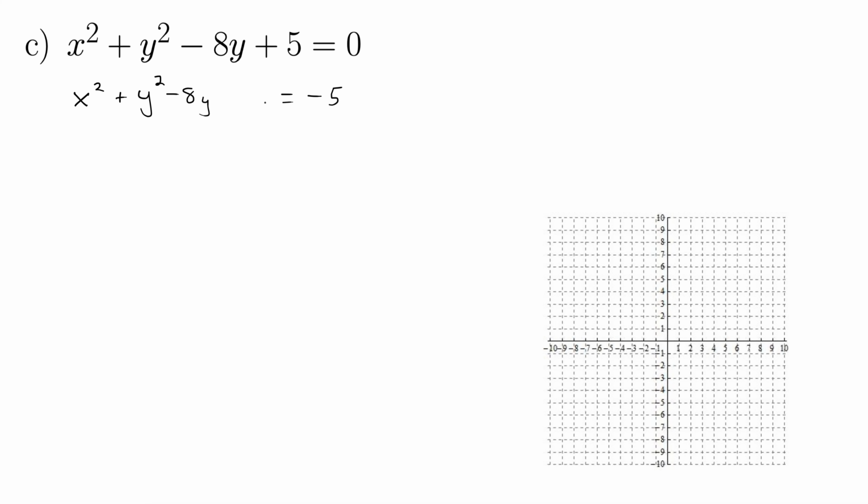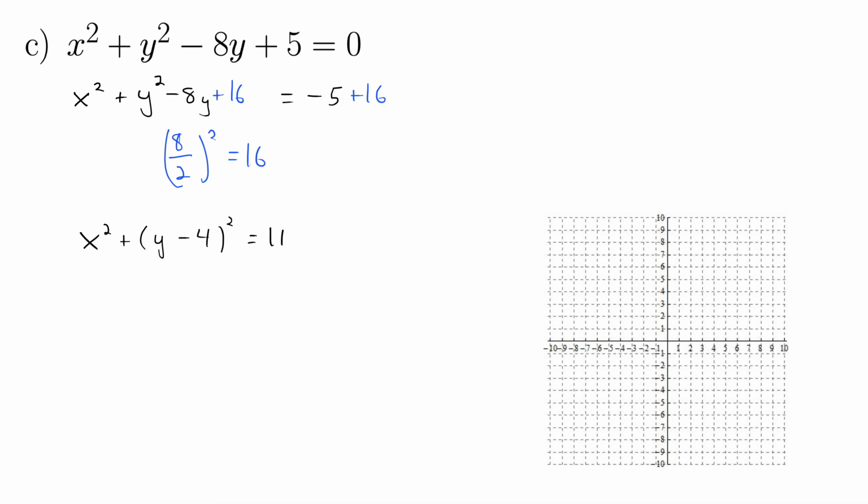And notice how I left some space here. I take my 8, divide by 2, and square that result. 8 divided by 2 is 4, squared is 16. Add 16 to both sides. Okay, so this gives us x² + (y - 4)², that's our perfect square trinomial, equals 11.